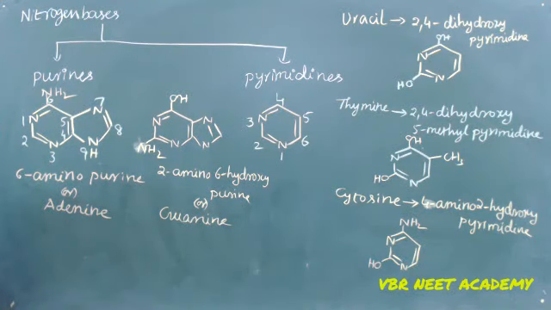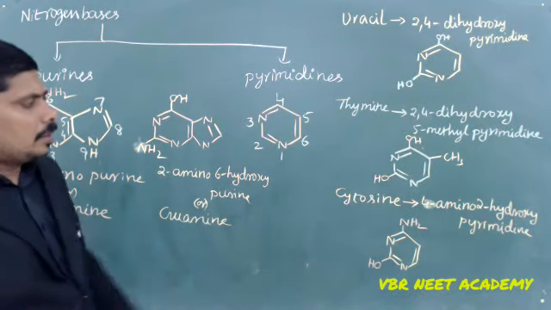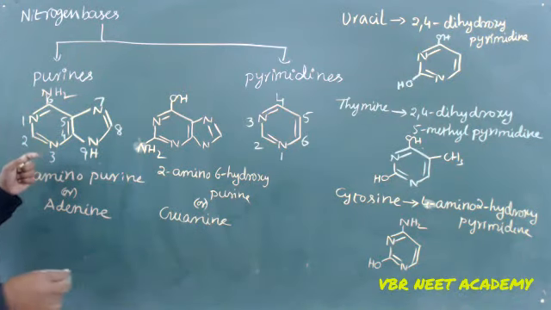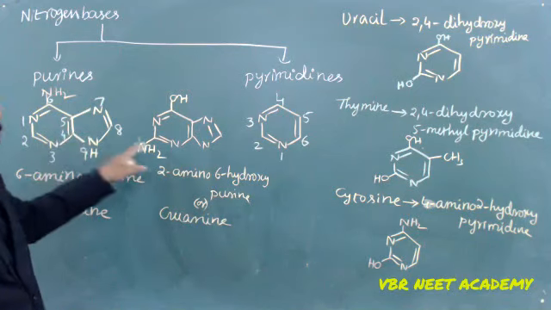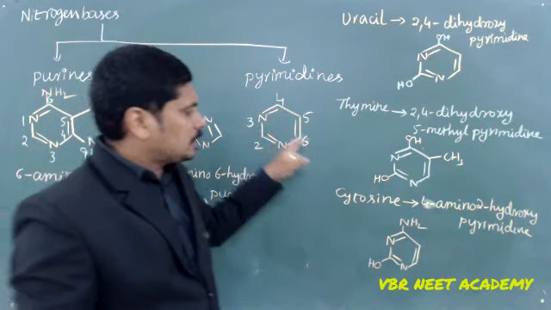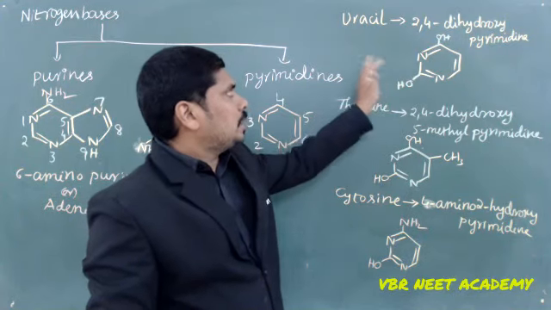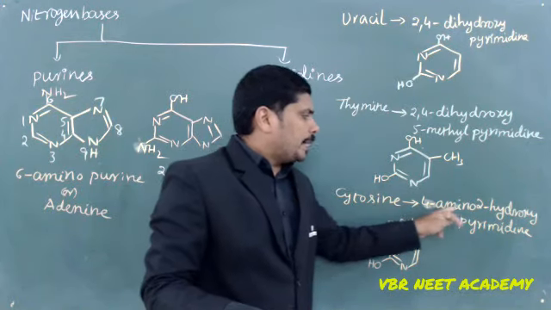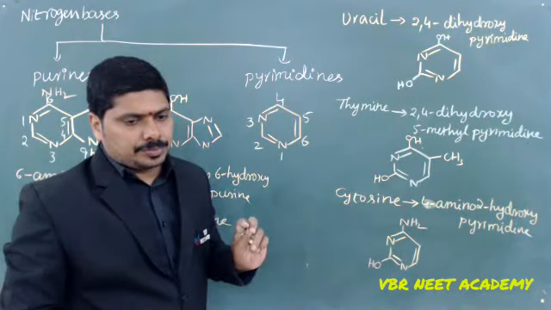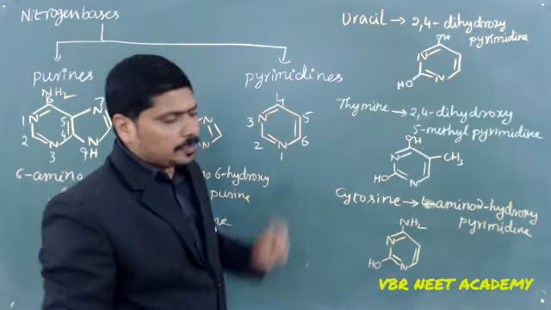If we can remember the chemical names of those compounds, then it is very easy for us to get the name of a particular compound. So once again, here 6-amino purine is adenine, and 2-amino 6-hydroxy purine is guanine. These two are purine rings and the numbering is very important. Coming to the pyrimidine, the numbering is like this. 2,4-dihydroxy is uracil, 2,4-dihydroxy 5-methyl is thymine, whereas 4-amino 2-hydroxy pyrimidine is cytosine. These are the structures of the nitrogen bases.